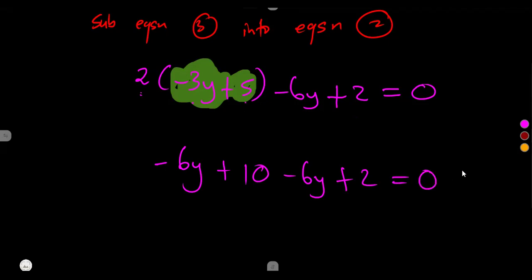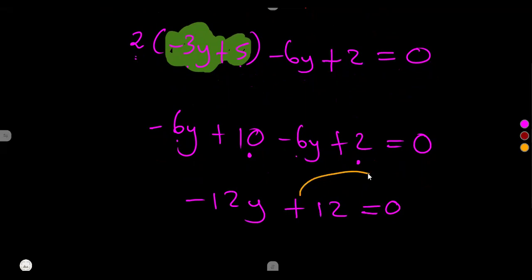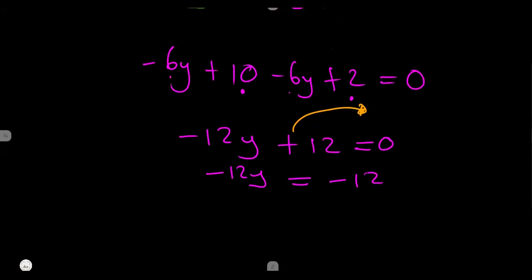So we can even collect the like terms as we are solving. So there is a minus 6, a minus 6. That's minus 12y. 10 plus 2, that's a positive 12, and that's equal to 0. So you can solve for y by taking the 12 to the other side of the equation. So that's negative 12y is equal to a negative 12. It will become a negative on the other side. So divide by negative 12, guys, you're done.